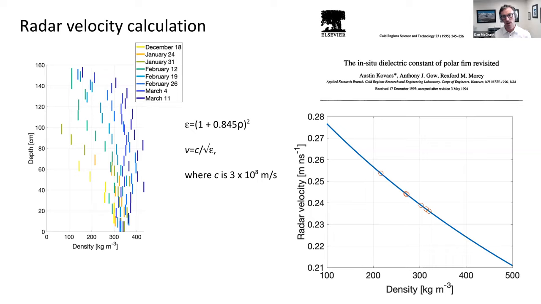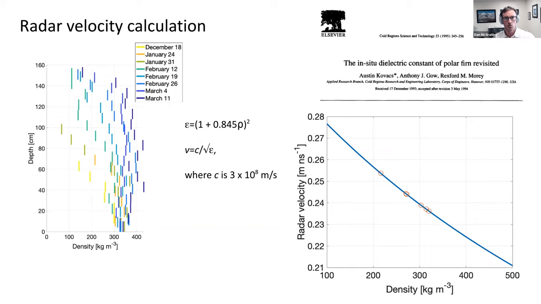We take either a nearby snow pit or the mean of a bunch of snow pits. This is all described in the metadata. We take the column average densities of those snow pits. We then apply an empirical relationship from Kovacs et al. 1995 that relates the observed snow density to a dielectric permittivity. And once we have that dielectric permittivity, we can use the second equation here to solve for the velocity of that radar wave in the snow.